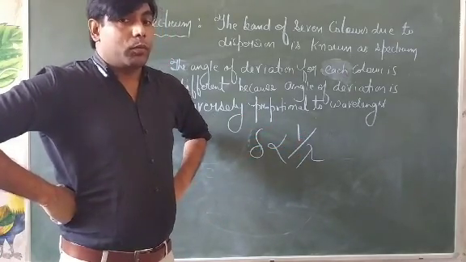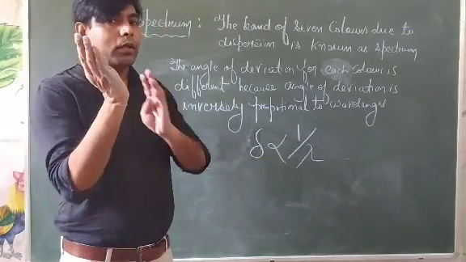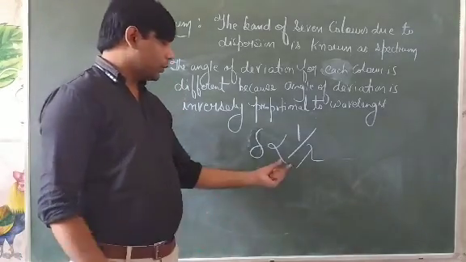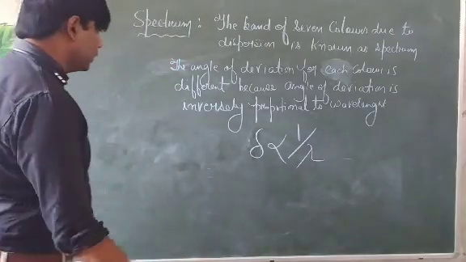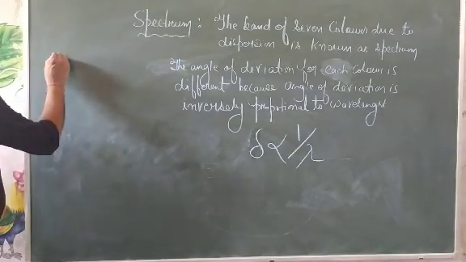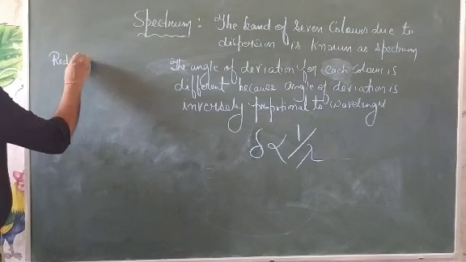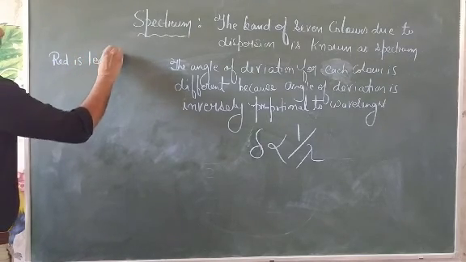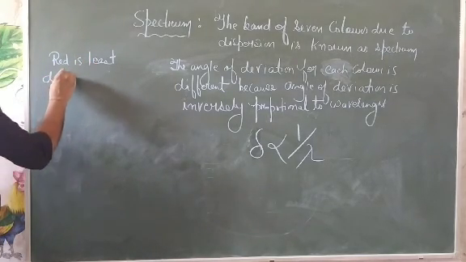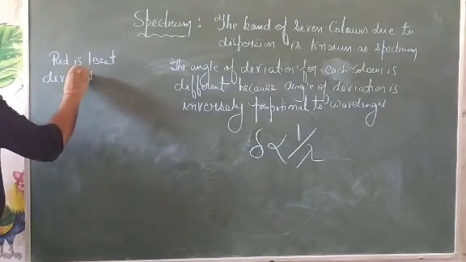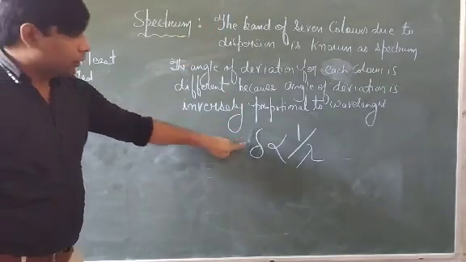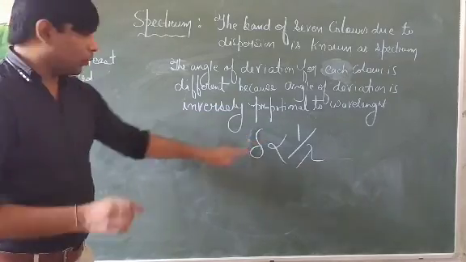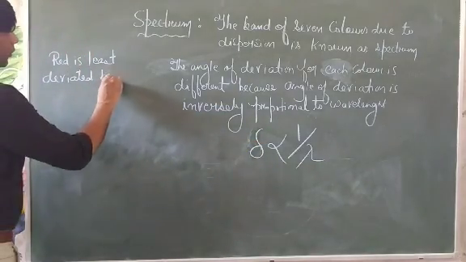The color which has more wavelength will be least deviated, and the color which has less wavelength will have more angle of deviation. So see here, red is least deviated, which means delta for red is very small. Why?